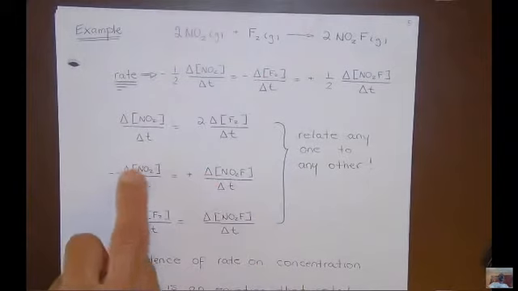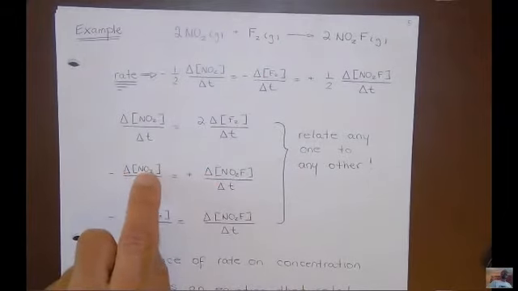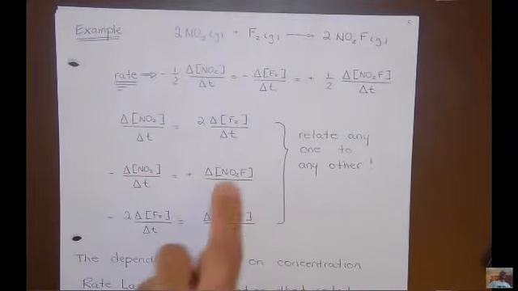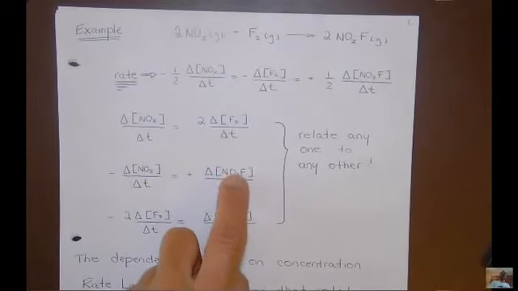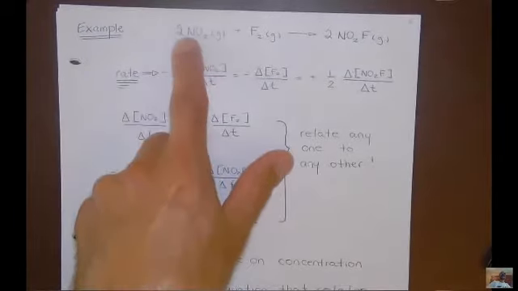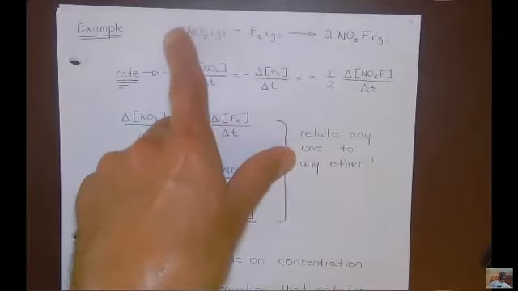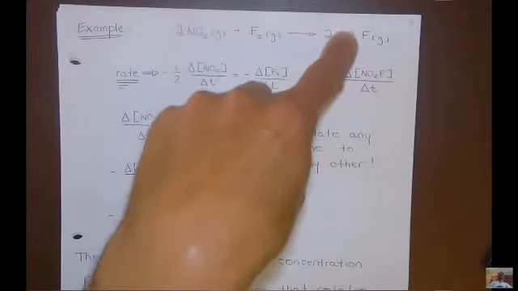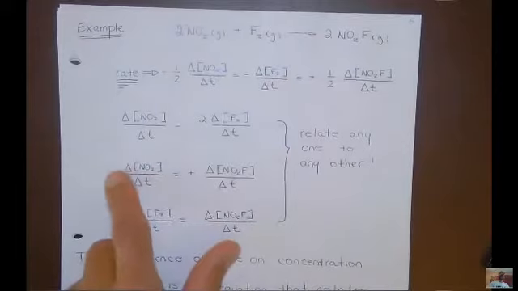So the rate at which nitrogen dioxide disappears is equal to the rate at which NO2F appears. They are equal in magnitude but opposite in sign. Why? They have the same coefficient. This one is disappearing as fast as this one is appearing. So the only difference is the sign.